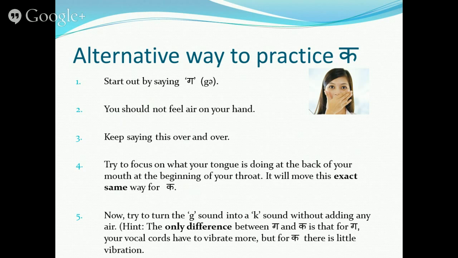So try to say ga, ga, ga, ga. Focus on what you're doing and try to turn that sound into a K sound without the air. Ga ga ga ga ga. It's very similar, and so hopefully you can change one into the other, and this method will work for you.